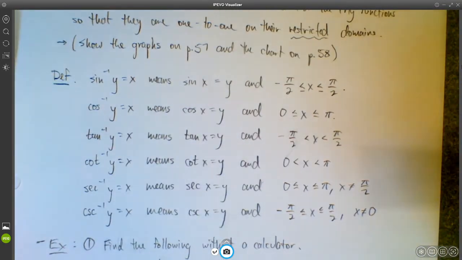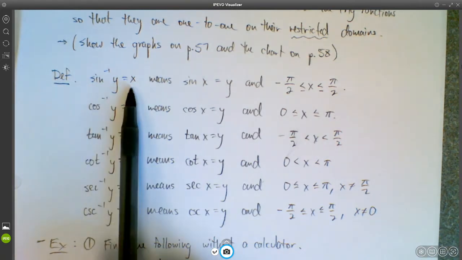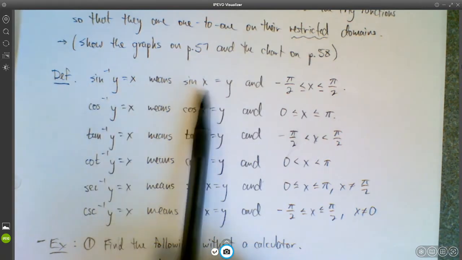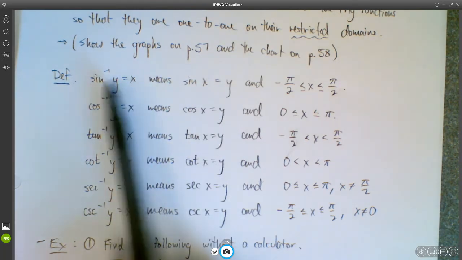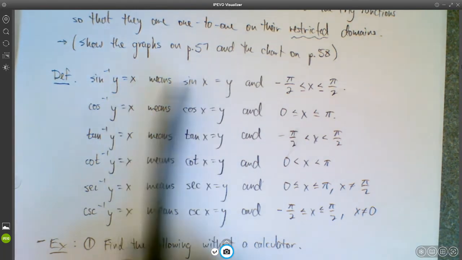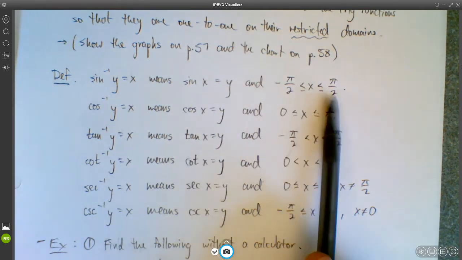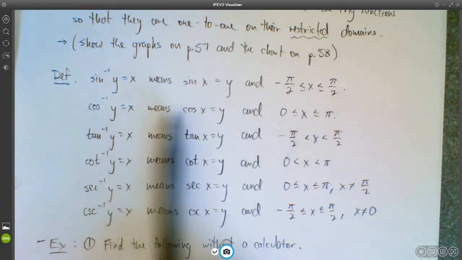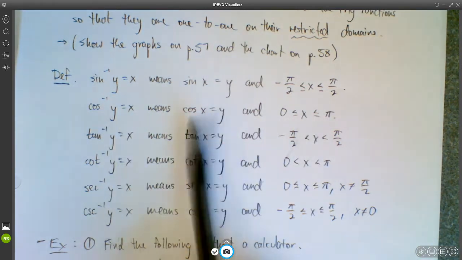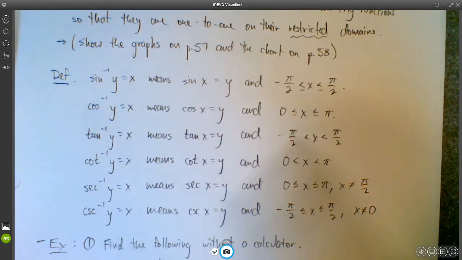So in words, here's what we can say. Sine inverse of y equals x means that sine of x equals y. So you're swapping those two things. Sine inverse of y equals x means that sine of x equals y, and that x is between negative pi over 2 and pi over 2. Cosine inverse of y equals x means that cosine x equals y, and that x is between 0 and pi. And so forth for the others.